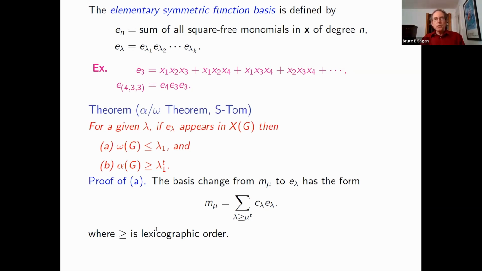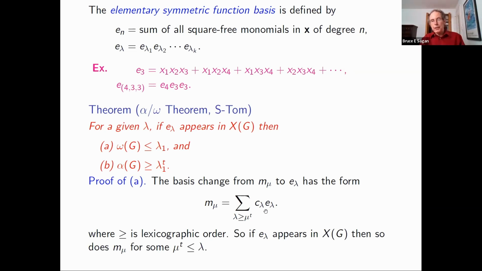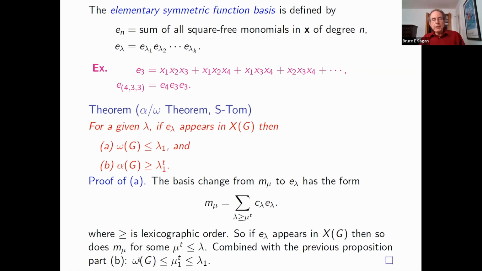But think about it. By what we just showed, we want E lambda to appear. If E lambda is going to appear with non-zero coefficient, then there must be some mu in there which gave us such an E lambda. That is to say, mu transpose, writing this inequality the other way around, has got to be less than or equal to lambda. And now use what we just proved: from the previous proposition, omega of G was bounded above by mu transpose 1. And if this inequality holds, then in particular, the first parts bear this relation. End of story.